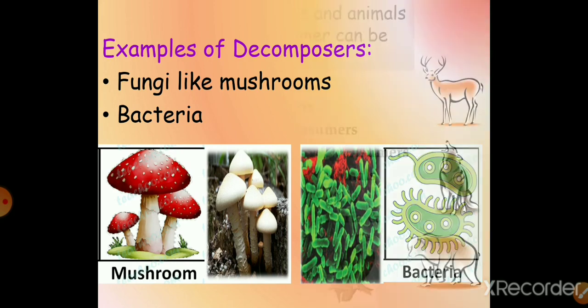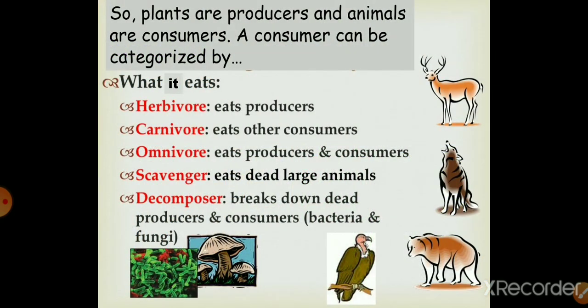So, plants are the producers and animals are the consumers, and it depends upon what exactly a consumer eats. What a consumer eats will decide whether the animal is a herbivore, carnivore, omnivore, scavenger, decomposer, or a parasite.